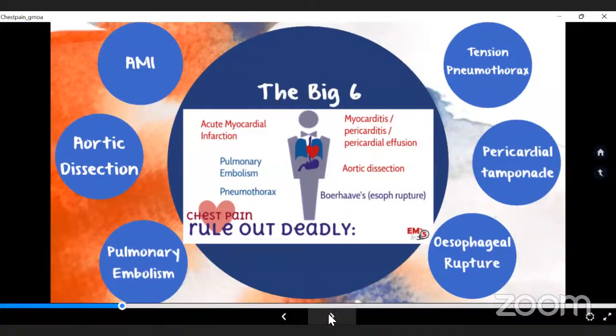The immediate life-threatening causes are the big 6, that is acute myocardial infarction, pulmonary embolism, pneumothorax, myocarditis with effusion, aortic dissection, or esophageal rupture. So they can kill the patient immediately or within hours. So those are important.